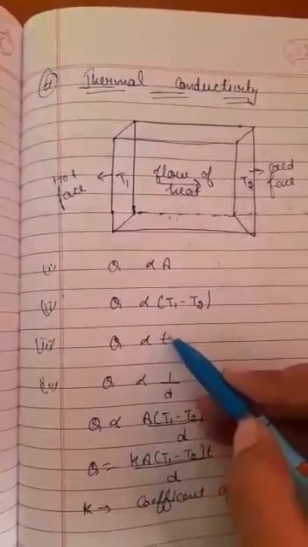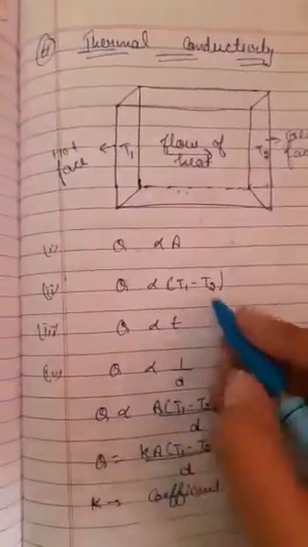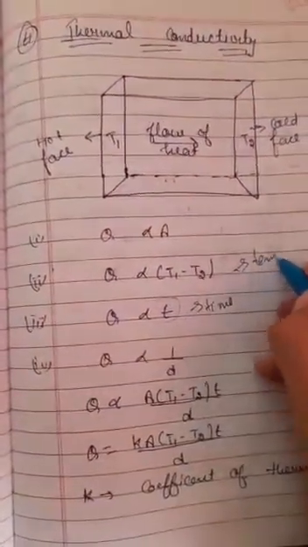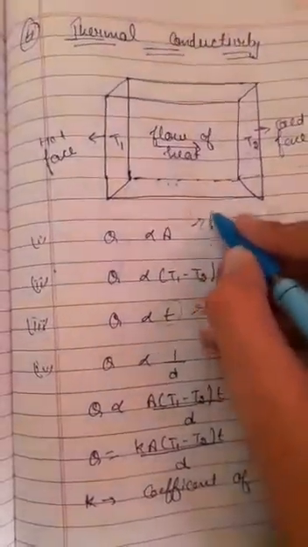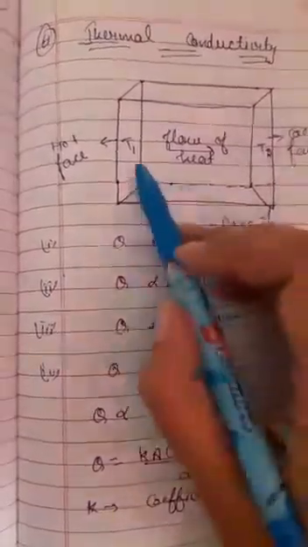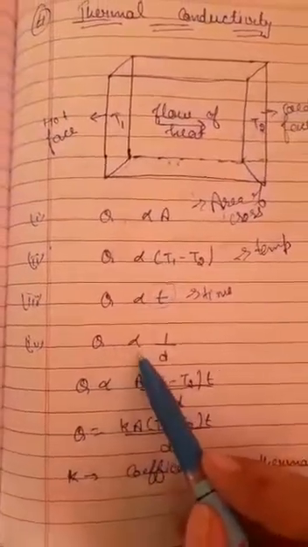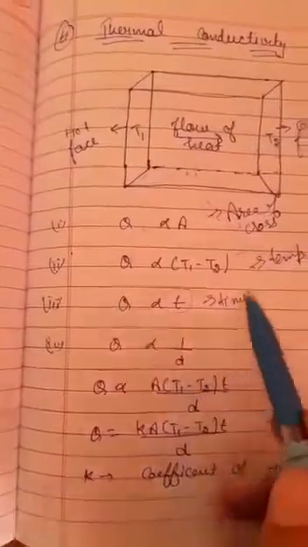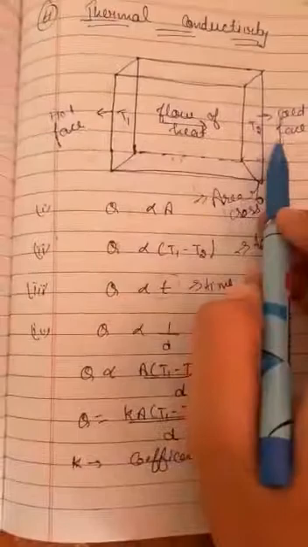The next term is that it is directly proportional to the time for which the heat flows. That is, Q is directly proportional to small t. Here small t is the time, T1 and T2 are the temperatures, and A is the area of cross section through which heat will flow from one phase to another phase. The last term: Q is inversely proportional to the distance or thickness of the slab, or I can say the distance between these two slabs, from the hot phase to the cold phase.